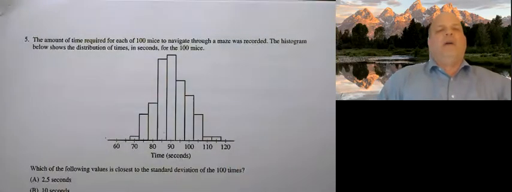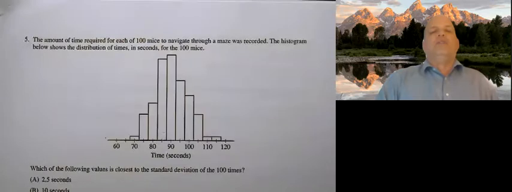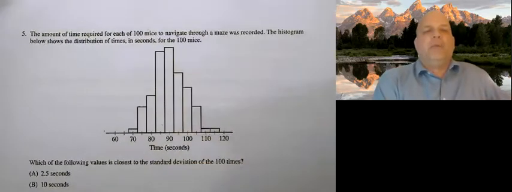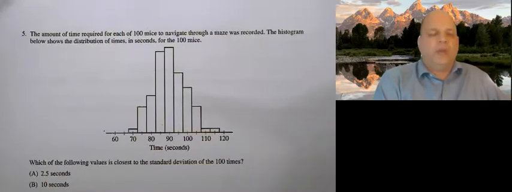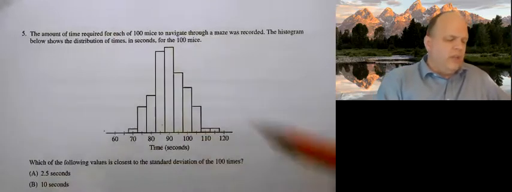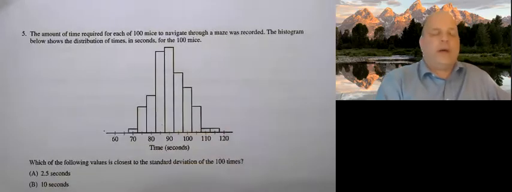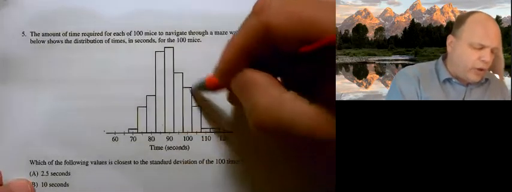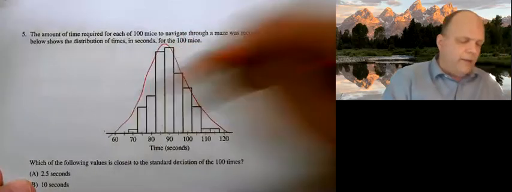So the amount of time required for each of 100 mice to navigate through a maze was recorded. The histogram below shows the distribution of times in seconds for the 100 mice. Which of the following is closest to the standard deviation of the times? Well, when I look at this, I don't have a vertical scale, so there's not a whole lot I can do to really do a good job calculating it. So I'm going to kind of fit a curve to it.